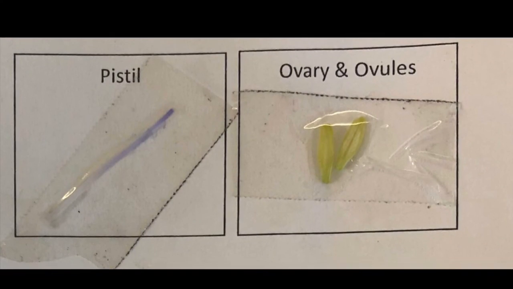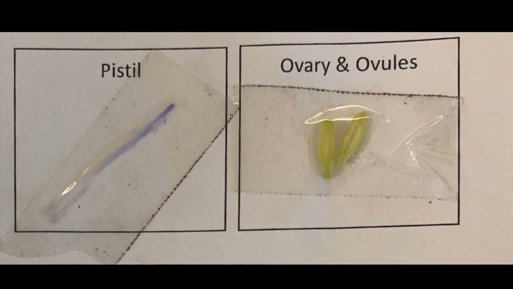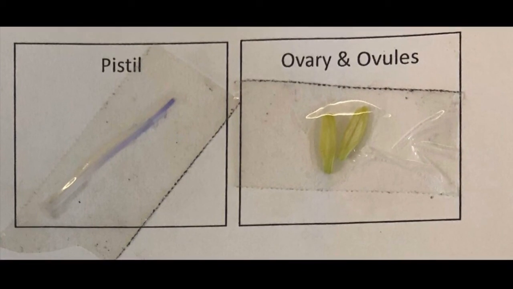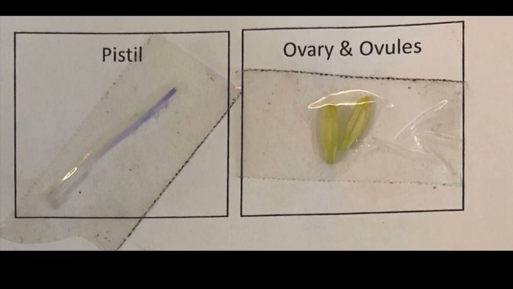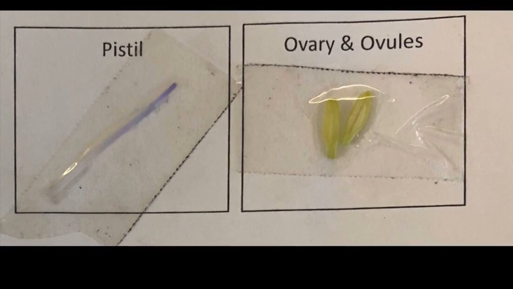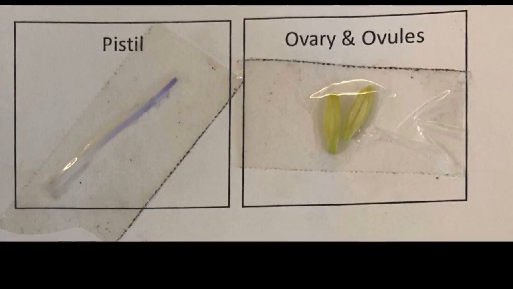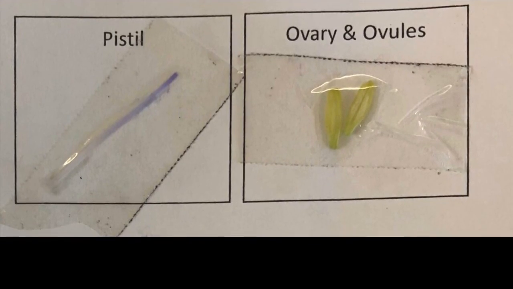The pistil typically sticks out beyond the stamen so that insects can easily brush up against the pistil. This helps transfer pollen and fertilize the seeds in the ovaries. The ovary contains ovules, which develop into seeds upon fertilization. The ovary itself will mature into a fruit.